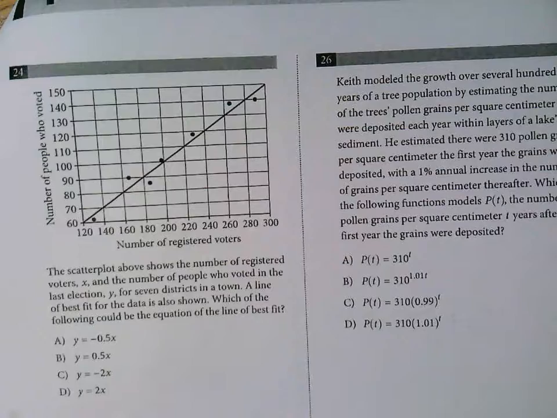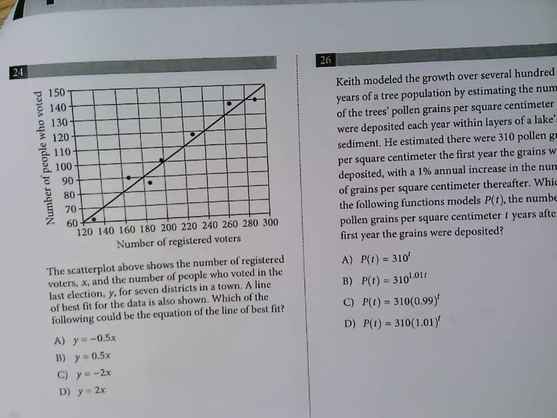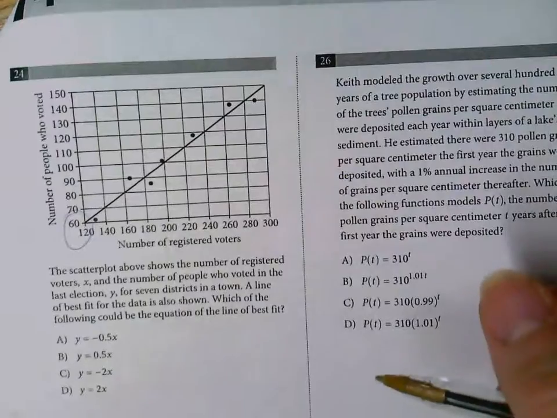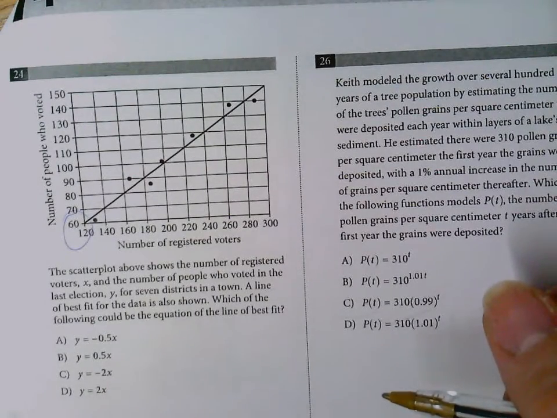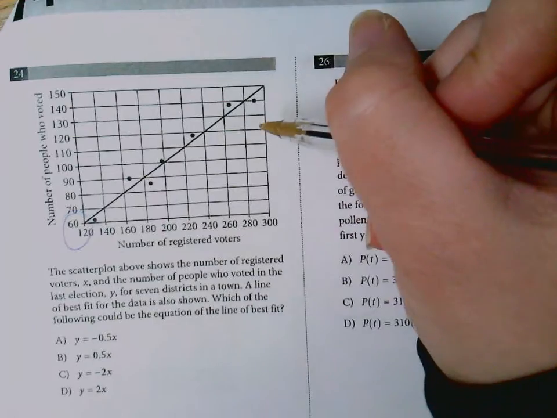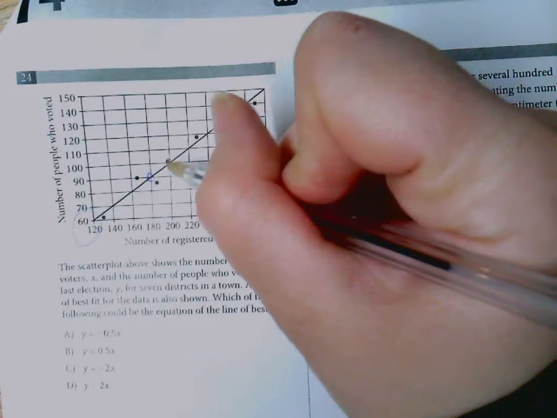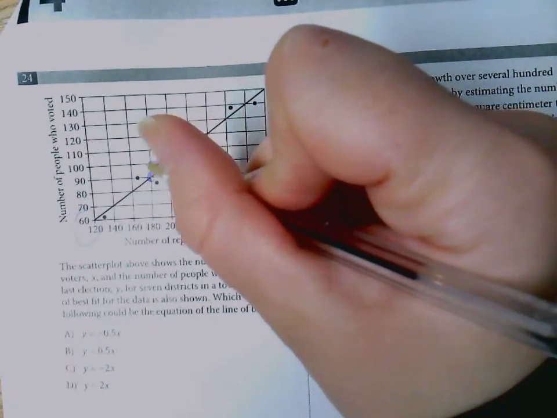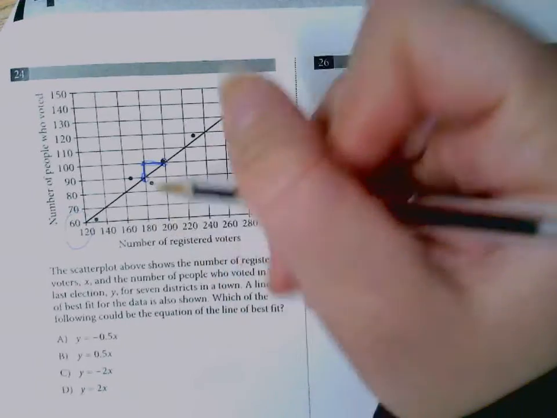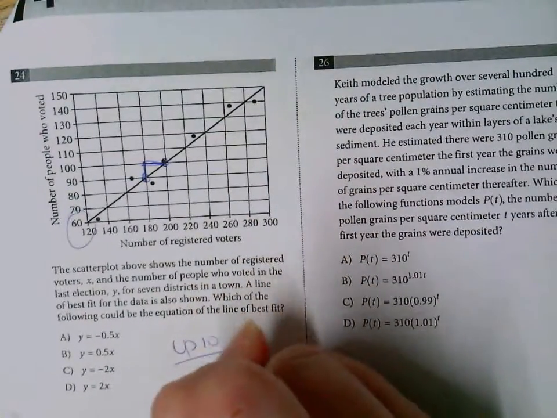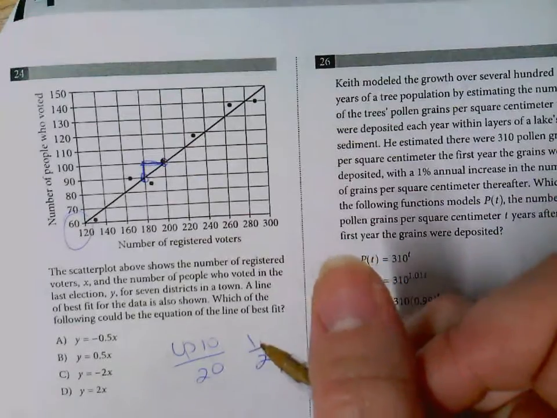24. The scatter plot shows the number of registered voters and the number of people who voted in the last election. A line of best fit is shown, which could be the equation of the line. I can tell you the slope, but this is not the y-intercept. We're going to need to calculate the y-intercept. It looks like pick 2 points that are kind of close. If this is the line of best fit, they're saying that up 10 over 20, 10 over 20. So the slope is a half, positive a half.